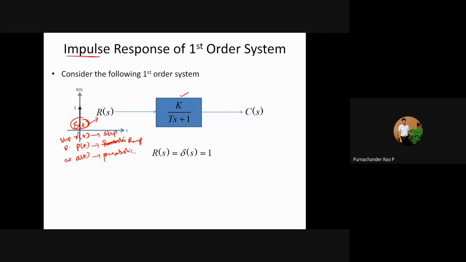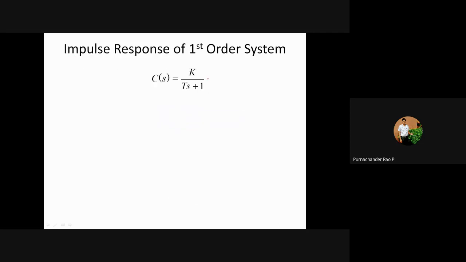Now delta of t we are taking, R of s is equal to delta of s, so this will be equal to 1. We are taking it as a unit impulse signal, and therefore R of s is equal to delta of s. And then we need to find out C of s. So C of s is equal to K by (Ts plus 1) into R of s. This R of s is equal to 1, and therefore I am taking this value as 1.